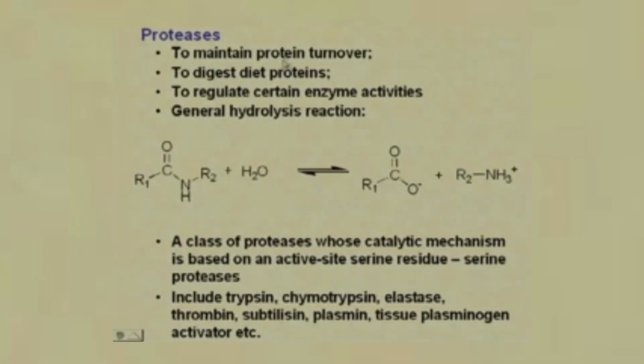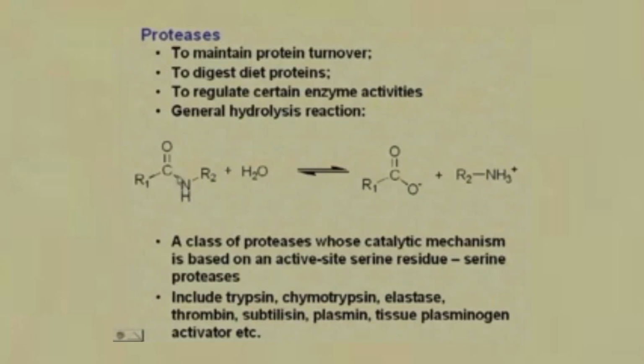They are also essential because they have to digest the proteins that we take in the diet, because we consume proteins every day and these proteins have to be broken down into smaller units. So these proteases are specific types of enzymes that break the peptide bond. And they are also essential to regulate certain enzymatic activities. Now, what do we have? We have a general hydrolysis reaction. In such a reaction, you recognize that this CONH is our peptide bond.